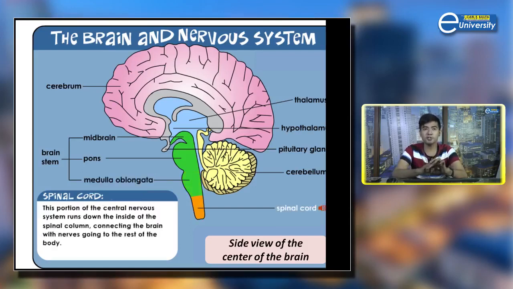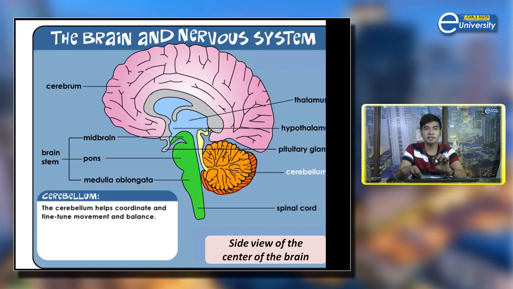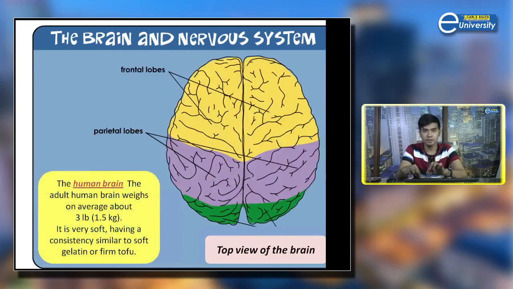Spinal cord, of course, this portion of the central nervous system runs down from the inside of the spinal column, connecting the brain with the nerves going to the rest of the body. The cerebellum helps coordinate and fine-tune movement and balance. So I have here a diagram of the top view of the brain. The adult human brain weighs an average of about 1.5 kilograms or 3 pounds. It is very soft, having a consistency similar to soft gelatin or firm tofu.